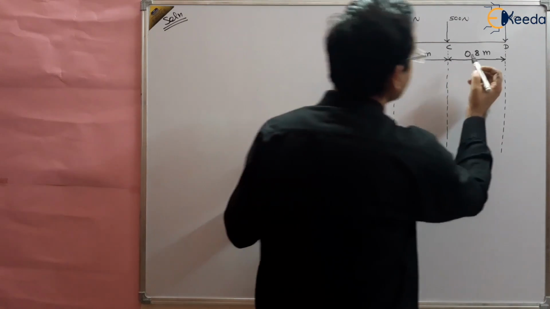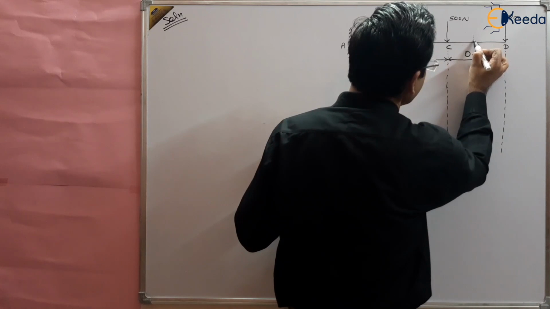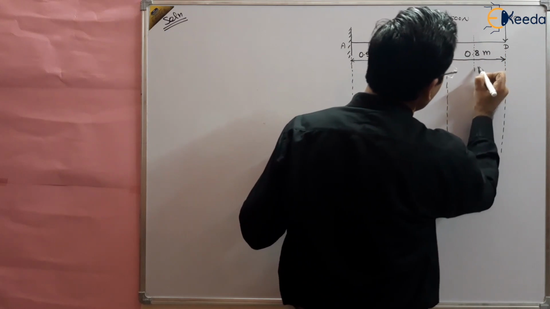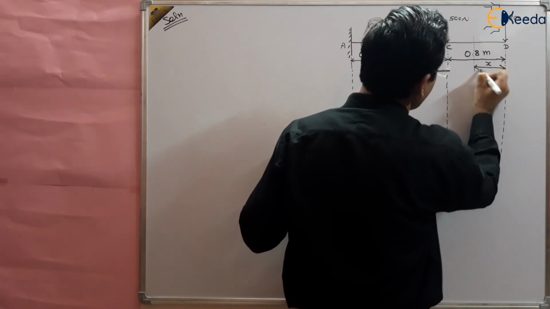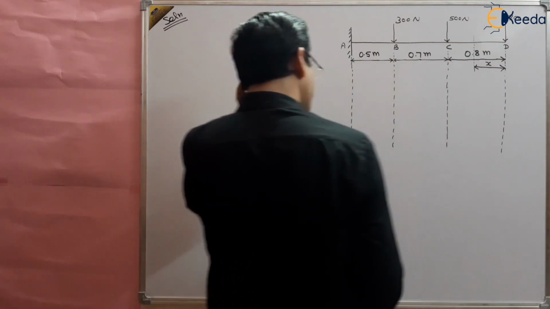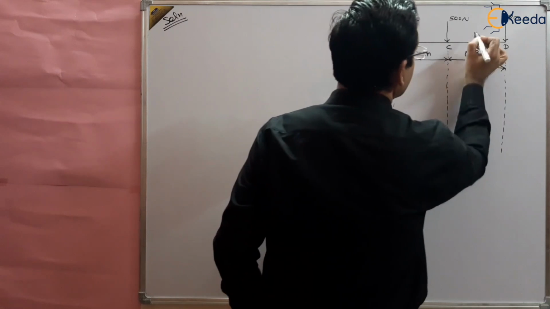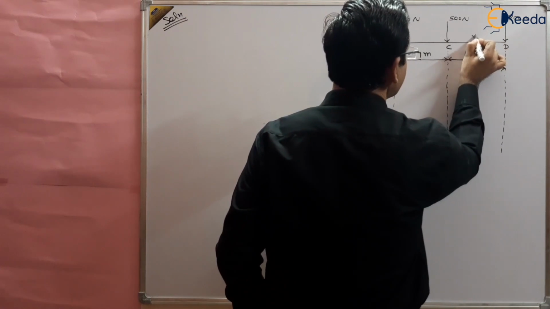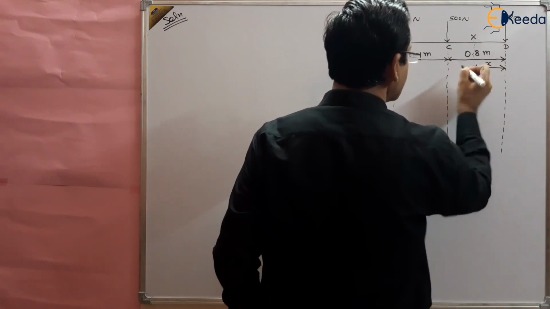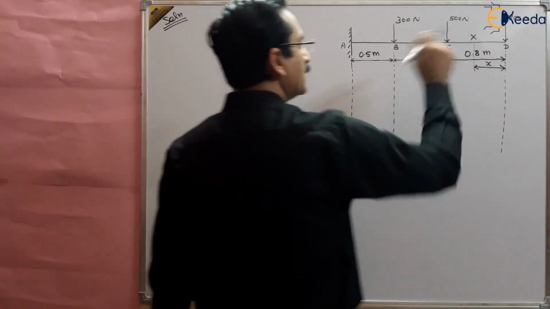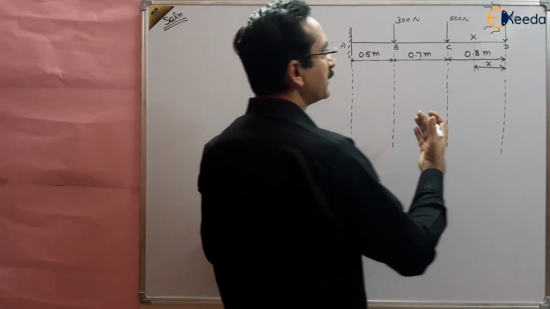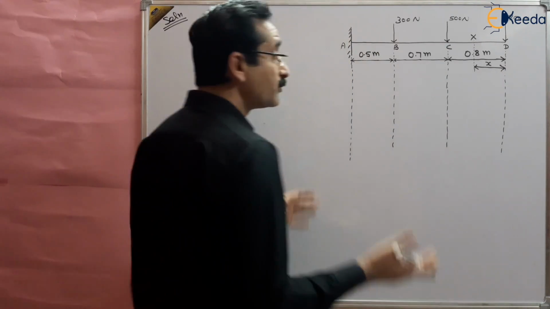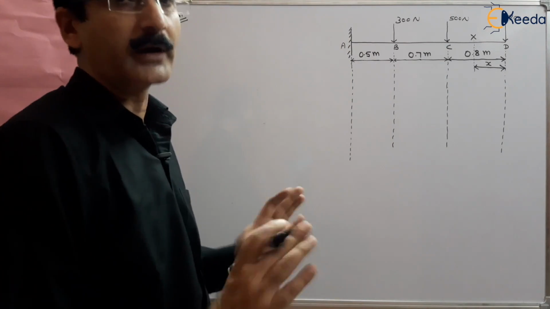So let us take one section here, suppose this section, and this is at a distance x from D. We are taking from D. We are taking this section, suppose capital X section is there, and it is at a distance x from D. And what is shear force? Sum of all the forces to the left or to the right of the section.